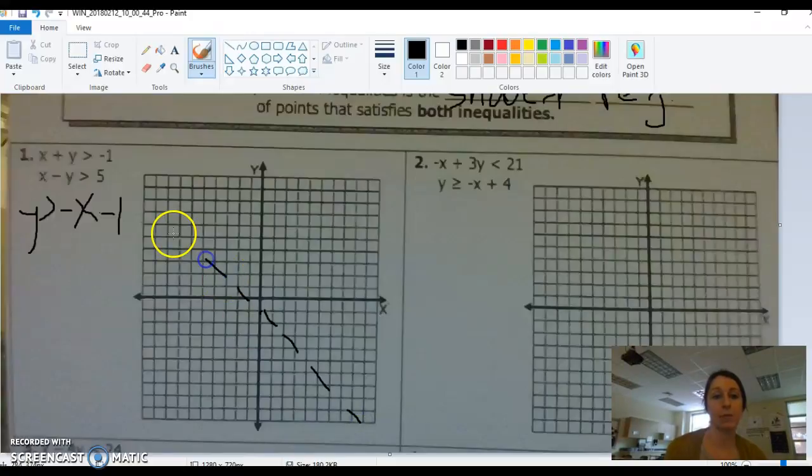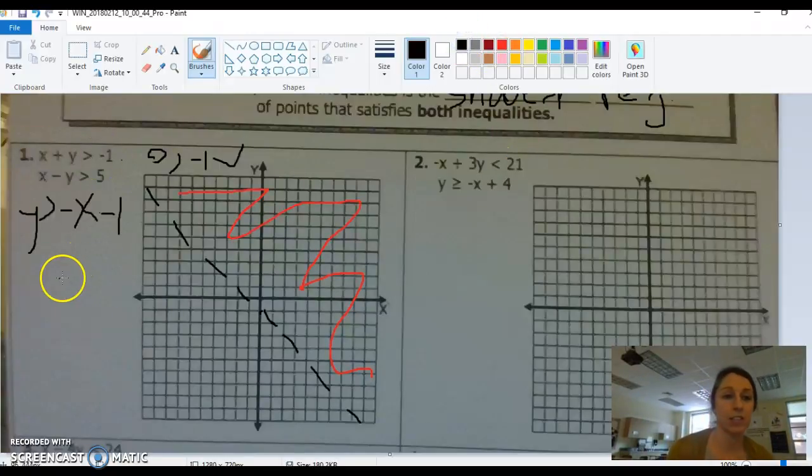Now we have to pick our test point, which I'm going to pick 0, 0. I'm going to come back up to the original equation and say 0 is greater than negative 1, which is true. So that means 0, 0 works. So pick one of your colored pencils and lightly shade. Don't shade really dark, but lightly shade on the side that has 0, 0. So those are where all the answers to that first inequality are.